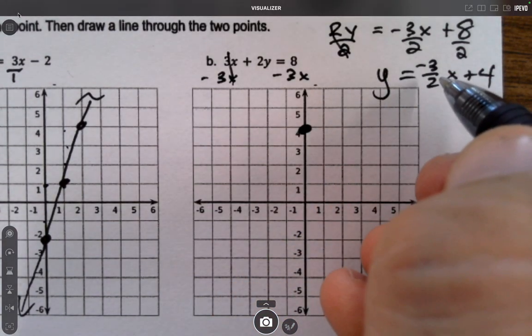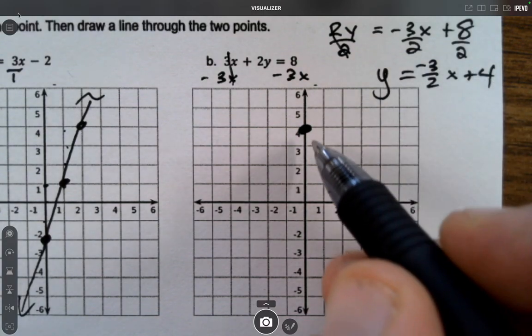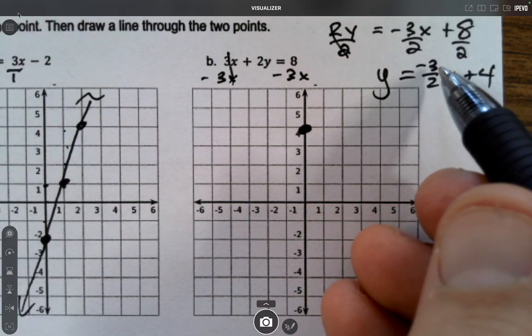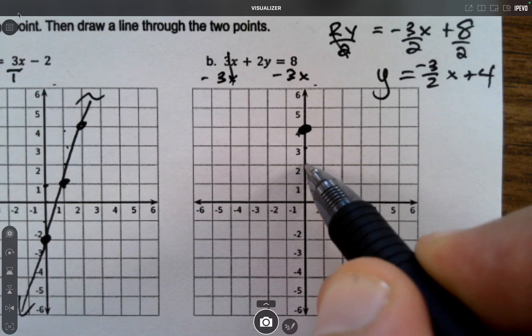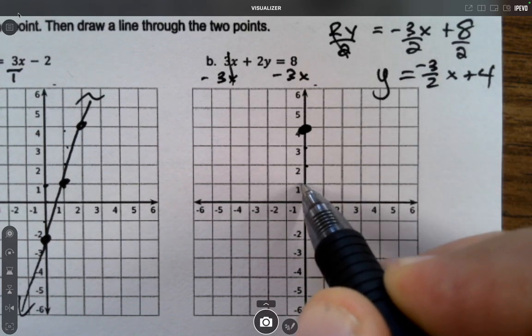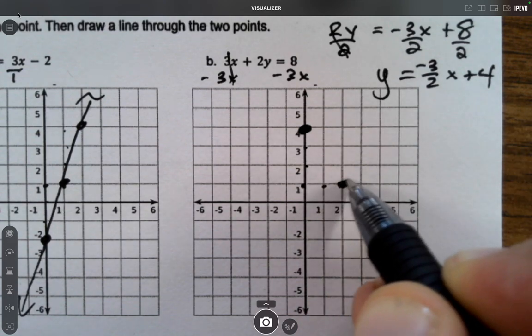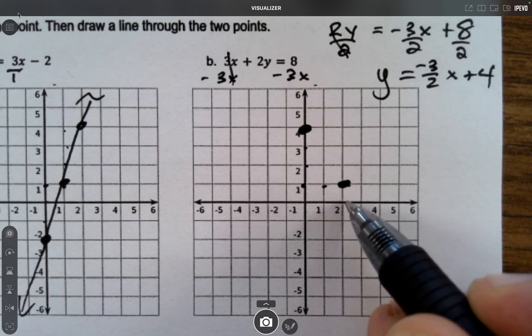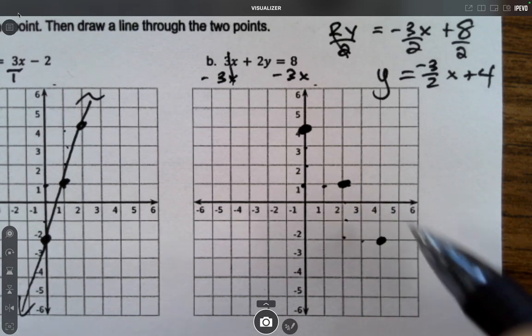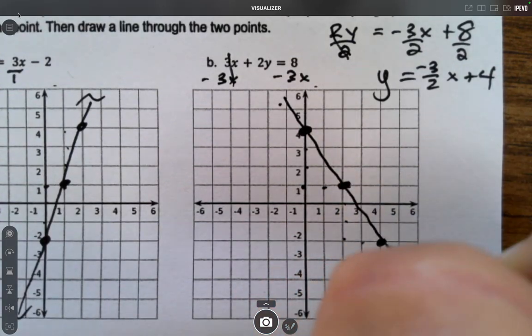Now the slope is explained right here. For the slope we go down 3, negative 3 means go down 3, 1, 2, 3, and then over 2. So I go over 1, 2. If I want to keep going, I could go down 3, 1, 2, 3, over 2. You can see how that makes a nice straight line.